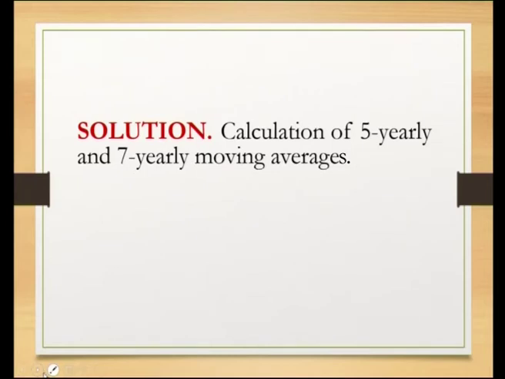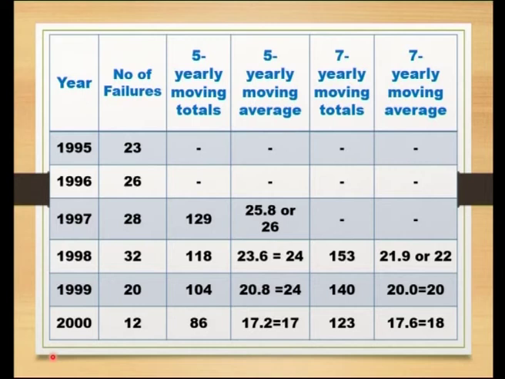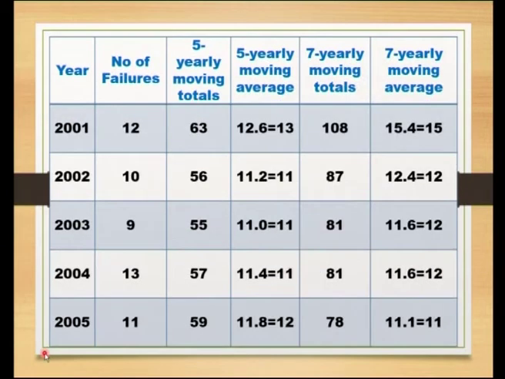Calculation of 5-yearly and 7-yearly moving averages. First, this particular tabular column here gives you the 5-yearly and 7-yearly moving averages from the year 1995 to 2000, and the next tabular column gives you the values from 2001 to 2005.